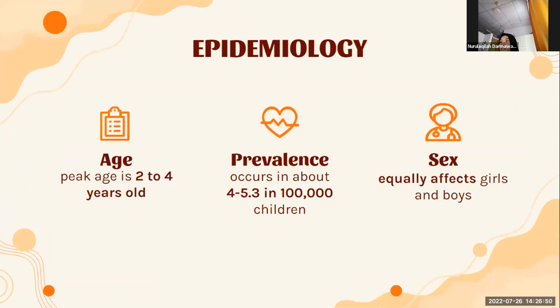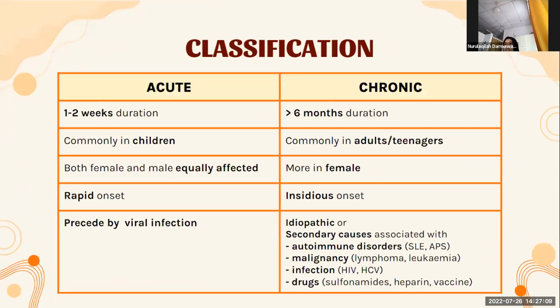because most of the patients are asymptomatic. So in terms of epidemiology, in children, the peak age is around 2 to 4 years old, and the prevalence occurs in about 4 to 5.3 in 100,000 children. For ITP in children, it equally affects girls and boys. For the classification, we can classify ITP into acute or chronic ITP.